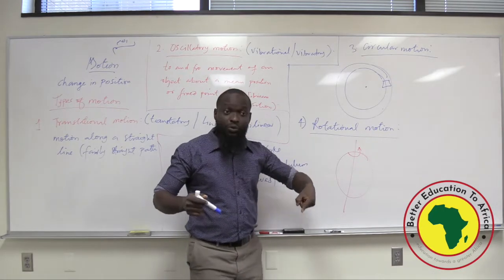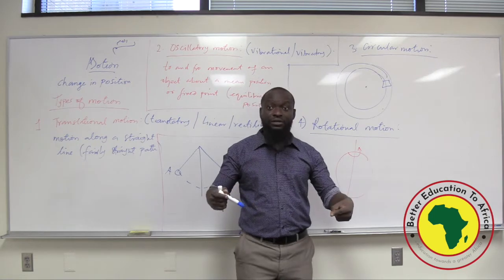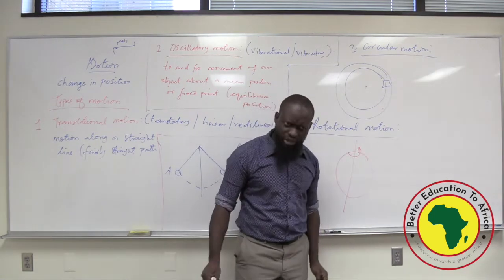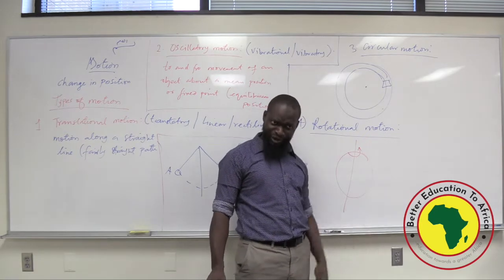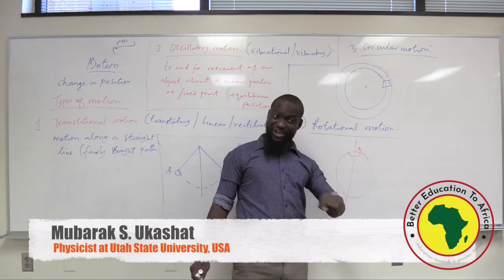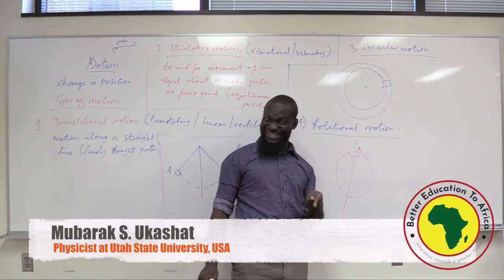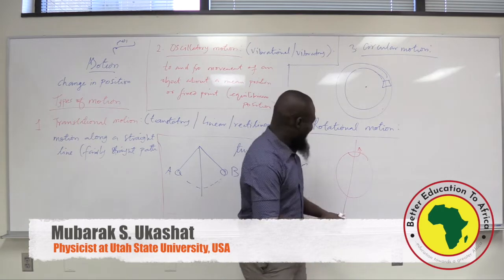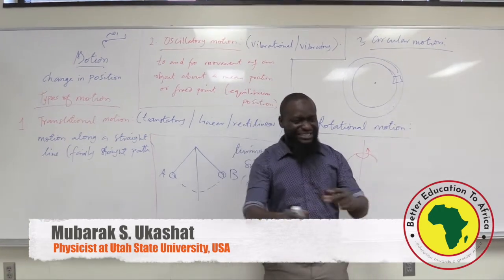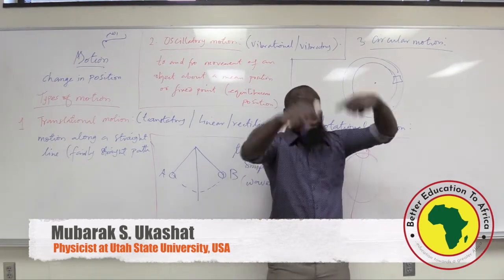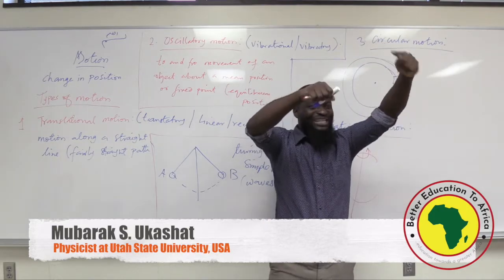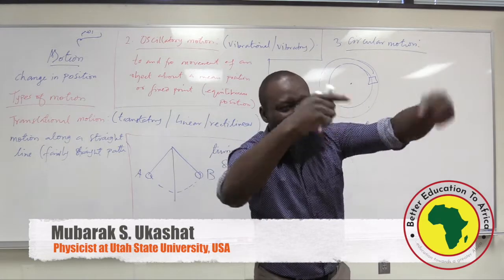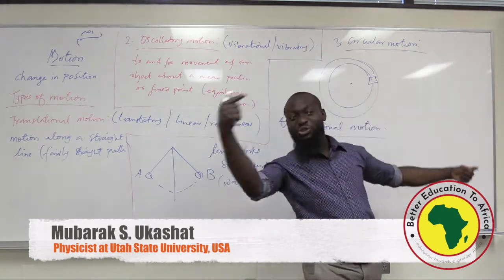Now, when you have a car going around the roundabout, the car is not rotating. It's going around in circular motion. The wheels of the car are rotating about the center of the wheel. Do you understand? And when the car, for instance, has an accident and somersaults, tumbles, it rotates now because it's going in a circular path around an axis through itself.